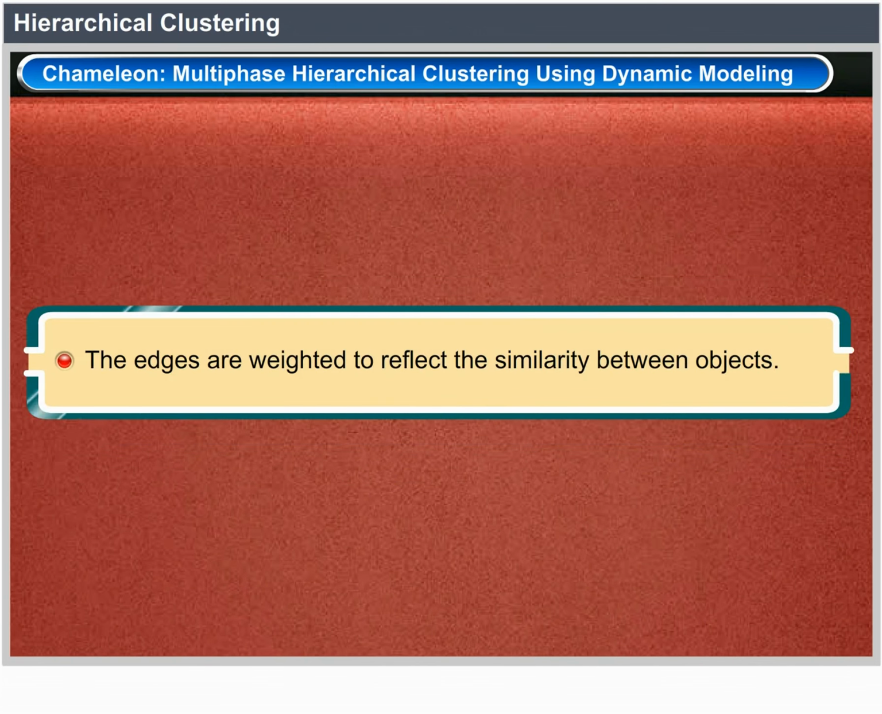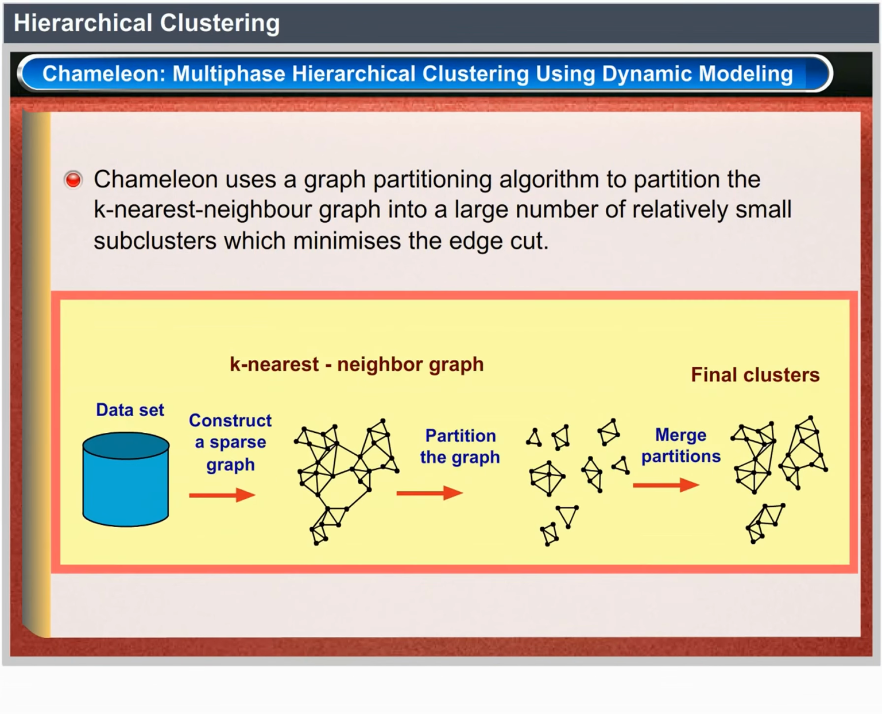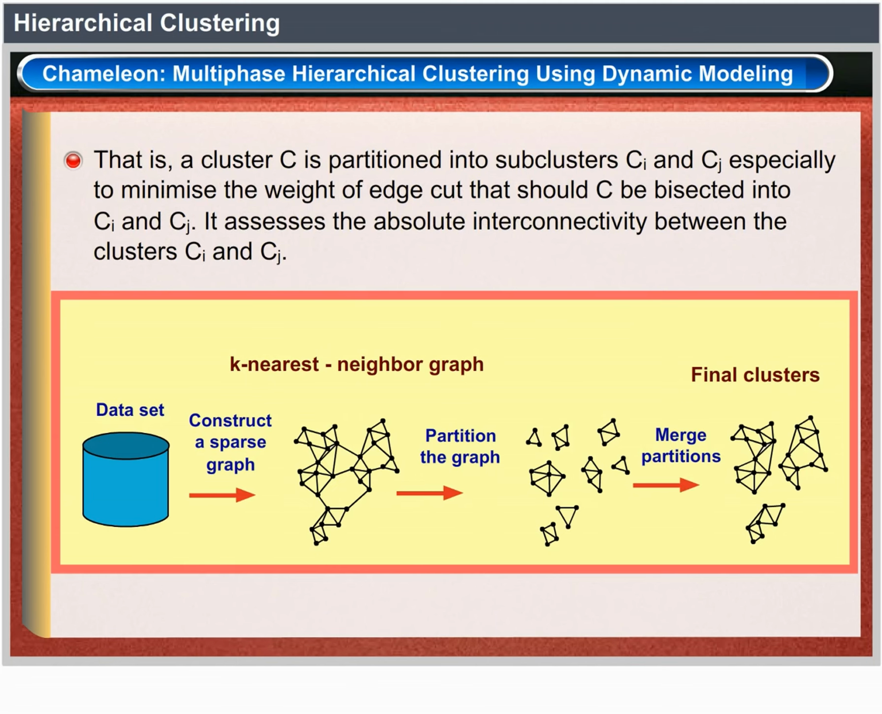Chameleon uses a graph partitioning algorithm to partition the k-nearest neighbor graph into a large number of relatively small subclusters such that it minimizes the edge cut. That is, a cluster C is partitioned into subclusters Ci and Cj so as to minimize the weight of the edges that would be cut should C be bisected into Ci and Cj. It assesses the absolute interconnectivity between clusters Ci and Cj.